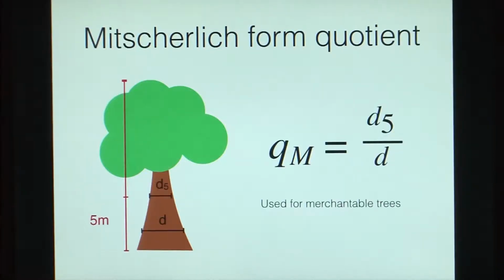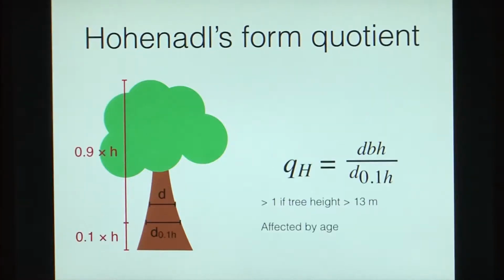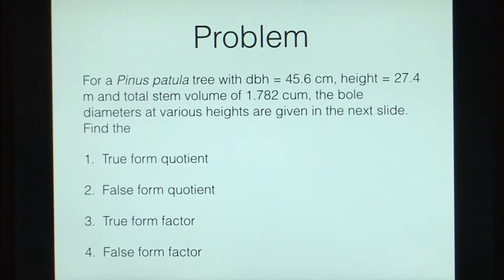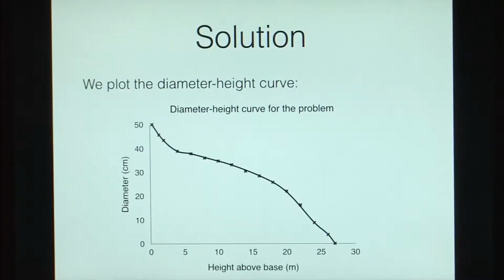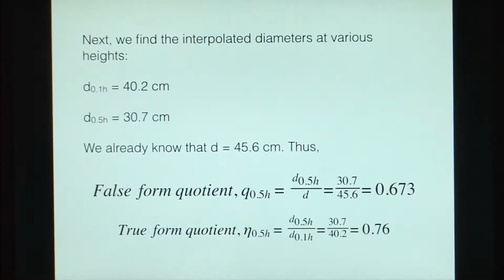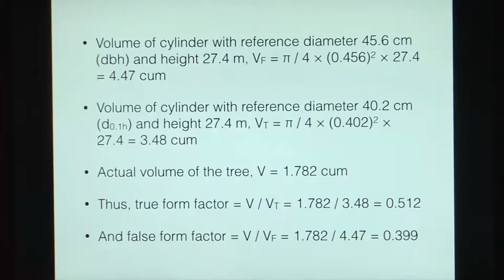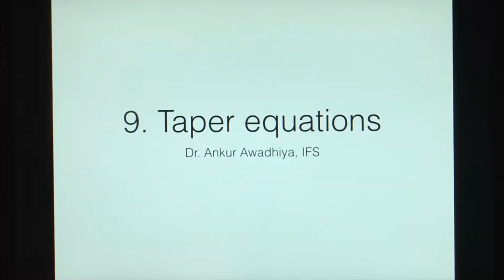We also looked at Michalek form quotient and also Hohenhal's form quotient. Then we looked at a problem statement in which we were given the DBH, height and the stem volume and the diameters at various heights, and we were able to calculate the form quotients and the form factors by plotting it, getting the representative diameters at different heights and then getting the form factors and the form quotients.